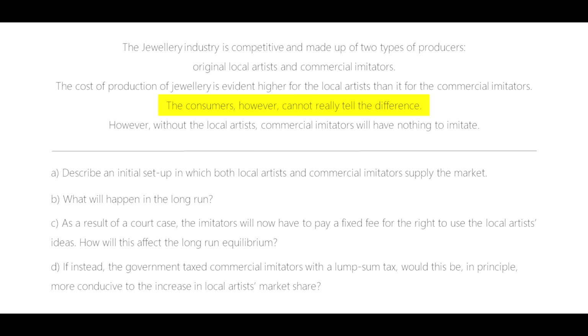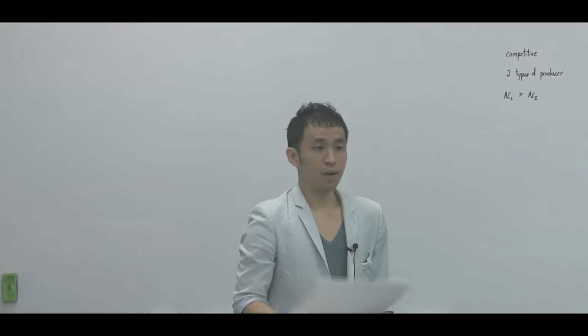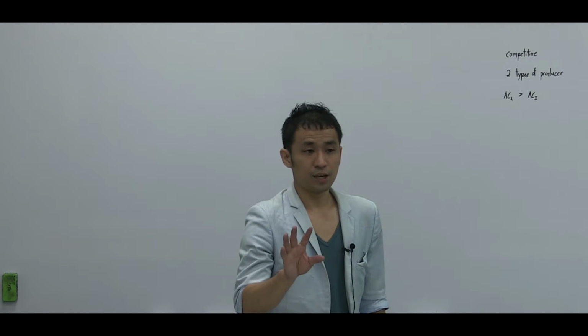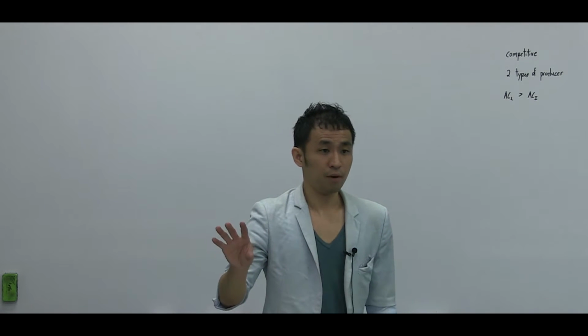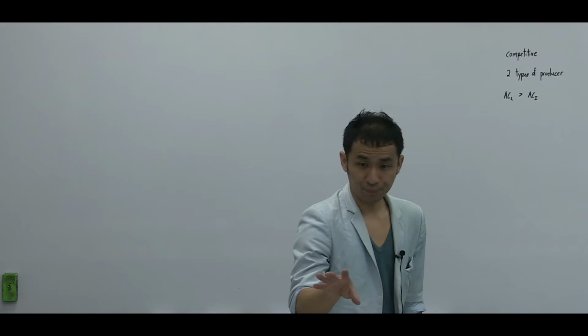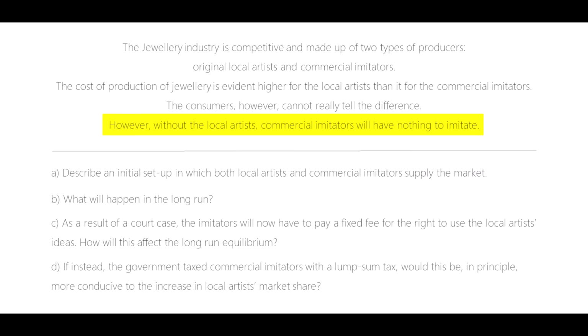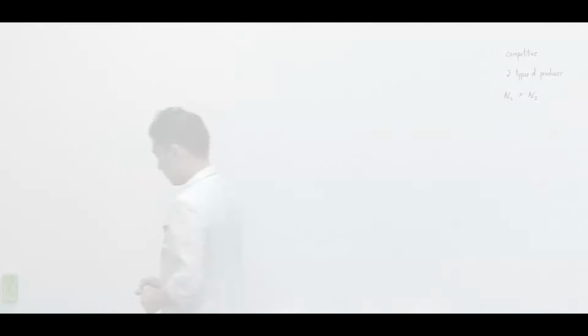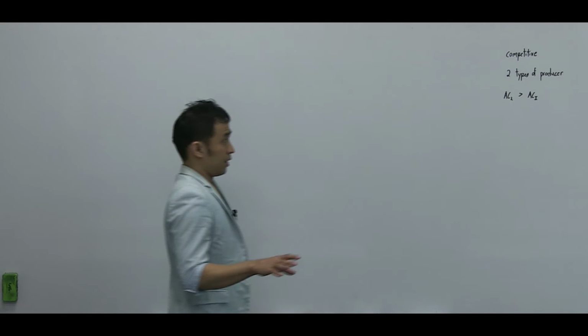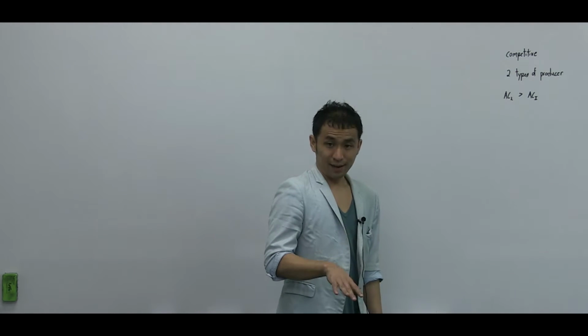The consumer, however, cannot tell the difference. Cannot tell the difference means there's only one market. Do you understand here? One market only. There's no such thing as two markets, jewelry from artists and jewelry from commercial imitators. There's only one market, the jewelry market. However, without the local artist, the commercial imitator will have nothing to imitate.